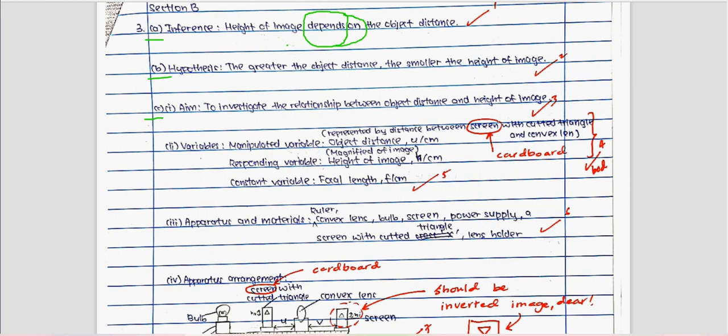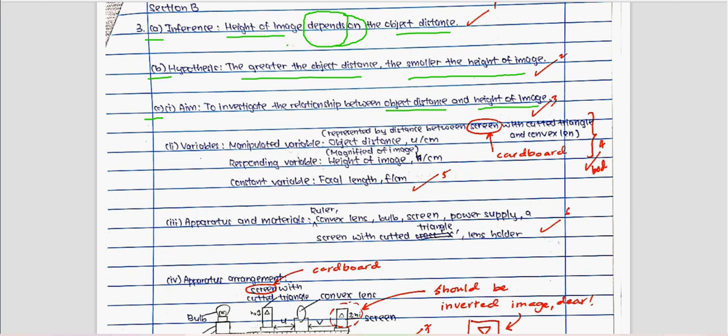Okay, cikgu, okay, one of them will be depends on. So, height of the image depends on the object distance. Confirm can get mark. Okay, then the hypothesis: the greater the object distance, the smaller the height of the image. And then the aim, since you're manipulated and responding already correct, so dah boleh bagi markah.